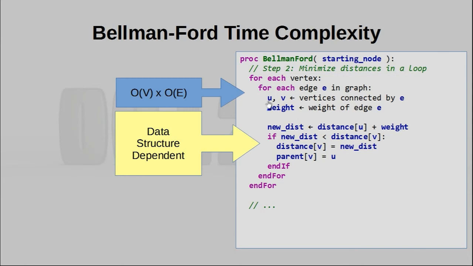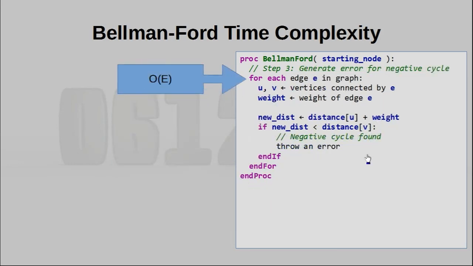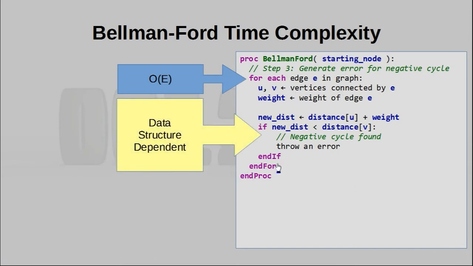The actual contents of the loops are of course data structure dependent. Doing things like looking for neighboring vertices could take a lot of time or very little time, depending on the graph data structure you've selected. Step 3 being basically just another iteration of step 2 will of course simply take O(E) time multiplied by however long it takes to do the things you need to do within the loop itself.